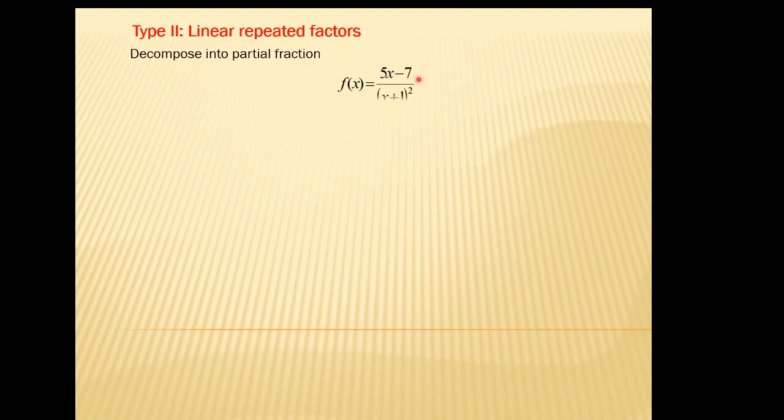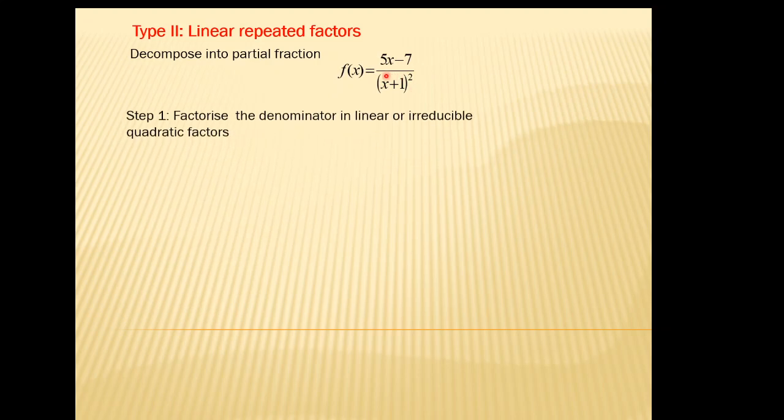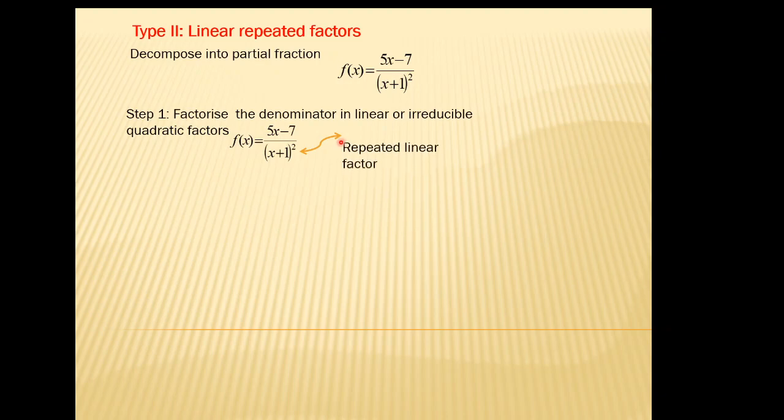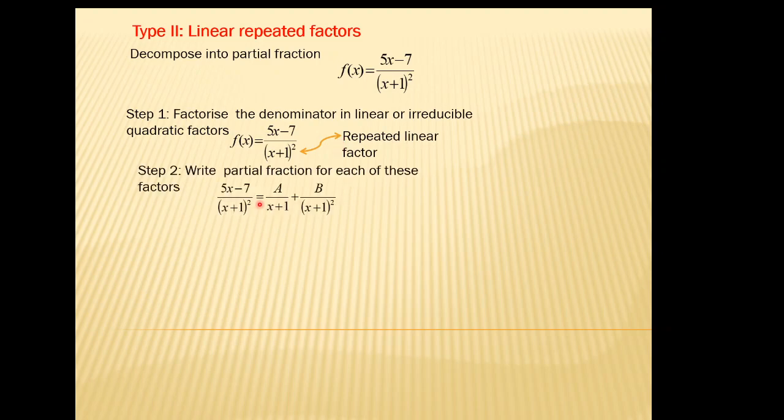Now the second case is linear repeated factors. So decompose this example into partial fractions. What we find here is that the denominator is already factorized into a linear repeated term. x plus 1 whole square represents a linear repeated factor. According to the rule mentioned, for this we will write the partial fractions as a upon x plus 1 plus b upon x plus 1 whole square.